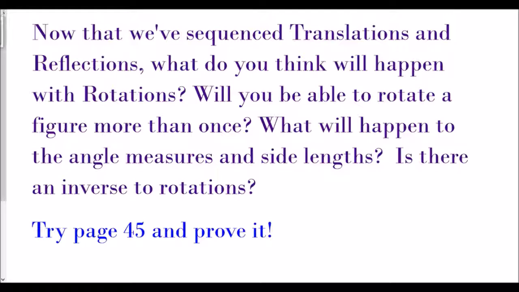All right. So now that we've sequenced translations and reflections, what do you think will happen with rotations? Can you sequence rotations? Can you undo rotations? If you rotate it 90 degrees clockwise, is there a way to undo that? So that's what I want you to look at. What if I rotate it more than one time? What happens to the side lengths? What happens to the angle measures? Do they change? What do we know about rotations? Well, you know the answers to those. You know it's a basic rigid motion. You know that the side length and the angle measure stay the same. So go to page 45 and prove that you know that. Try the work on page 45.